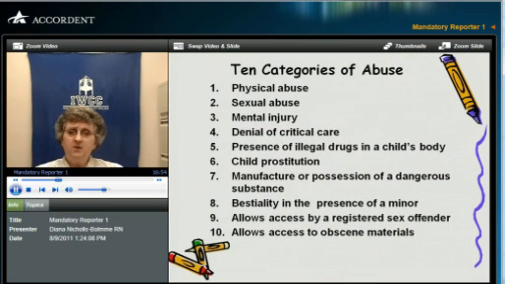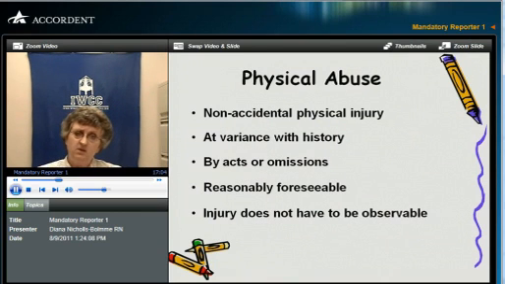There are 10 separate categories of child abuse. We're going to take them individually. This just gives you a quick overview. When we're talking about physical abuse, it is generally not an accident. I accidentally stabbed them with a knife. I accidentally burned them with a steam iron. It isn't usually an accident.